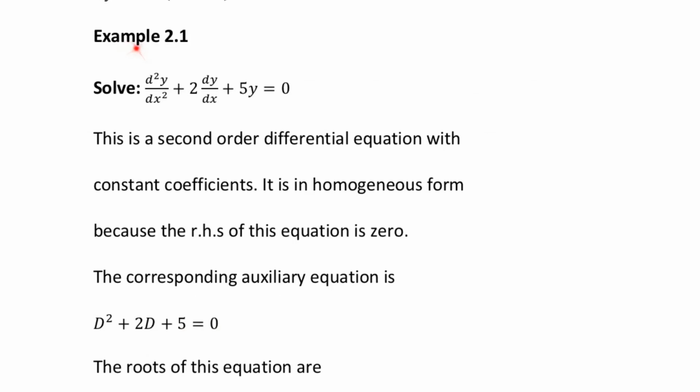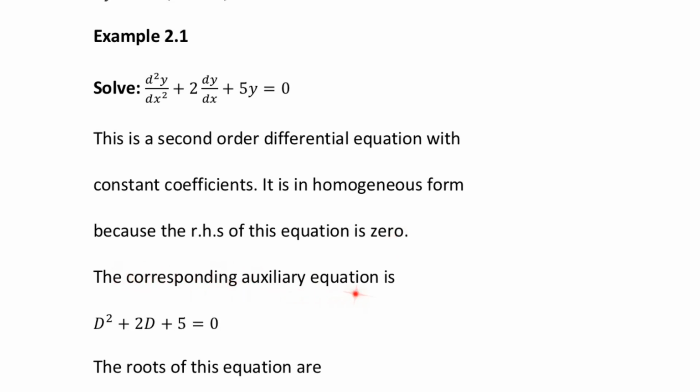Here we will solve example 1 of this unit. Solve d2y over dx square plus 2 dy by dx plus 5y is equal to 0. This is a second order differential equation with constant coefficients. It is in homogeneous form because the RHS of this equation is 0.